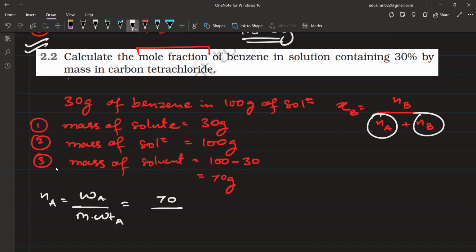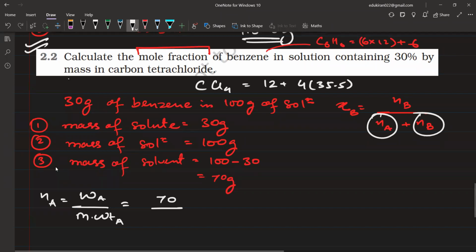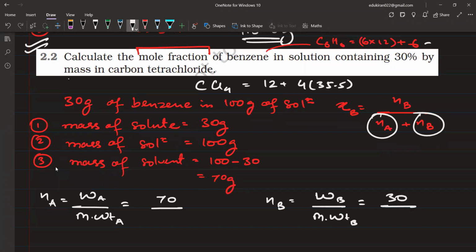कार्बन टेट्राक्लोराइड is equal to CCl4. That means 12 + 4 × 35.5. बेंजीन का फॉर्मूला क्या होता है? बेंजीन is C6H6, which is equal to 6 × 12 + 6, है ना? 6 × 12 + 6. तो इन दोनों का मोलर मास निकल जाएगा आपको. नंबर ऑफ मोल्स ऑफ A निकाल लीजिए, नंबर ऑफ मोल्स ऑफ B निकाल लीजिए, that is WB upon the molecular weight of B. WB is equal to 30 divided by its molecular weight, जो कि आपको यहाँ से निकल जाएगा.